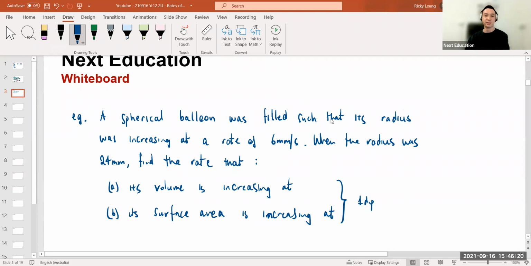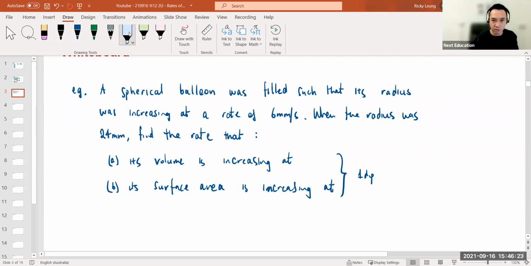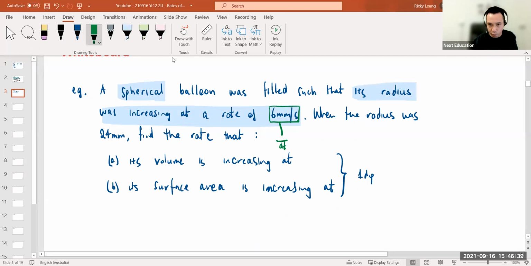All right, so this question is very similar. Now let's highlight the things we know. It's a sphere, that's important. Its radius is increasing at a rate of this. What does this represent? It's a rate, so it's dr/dt. dr/dt is 6. We know that when the radius was 24, so r is 24.